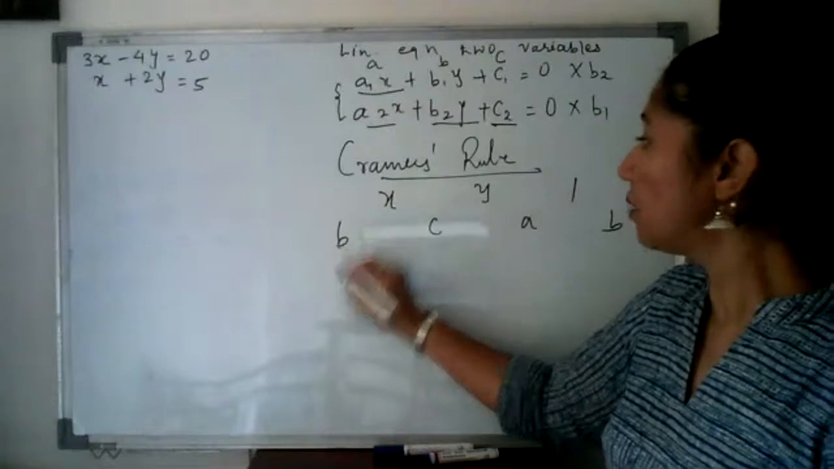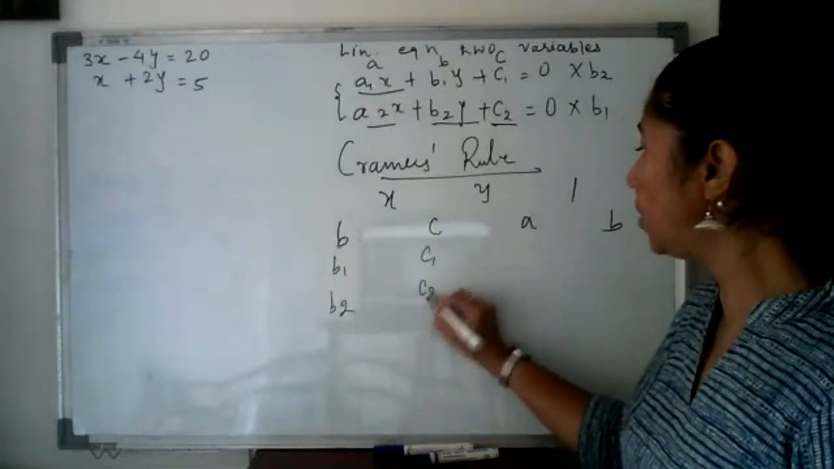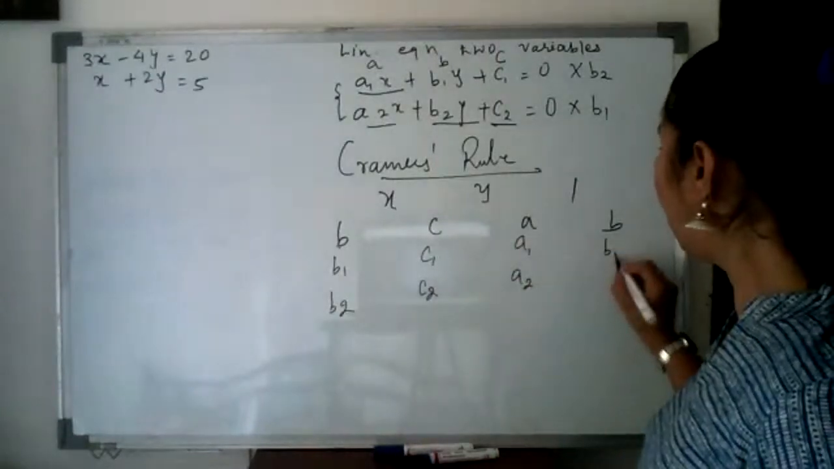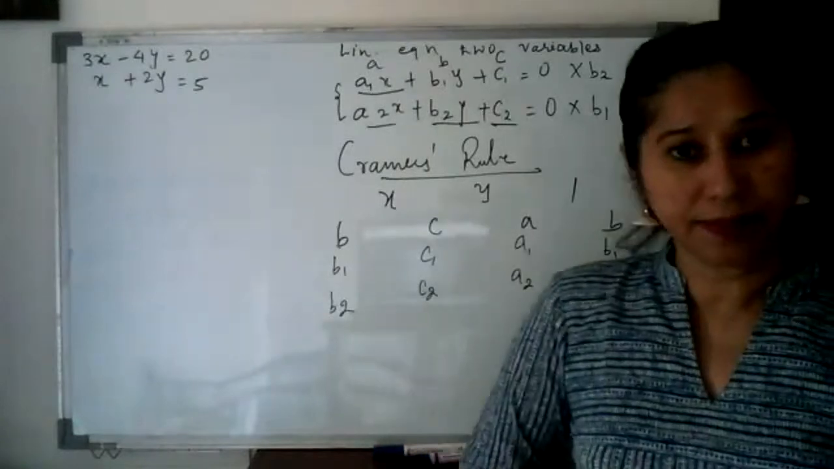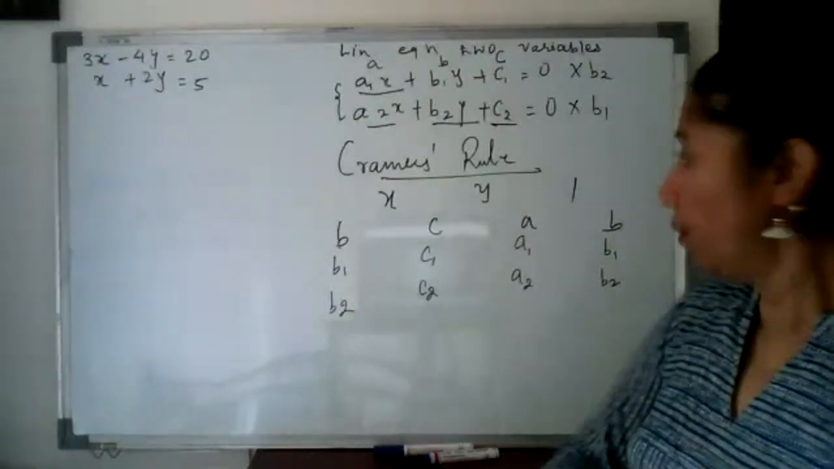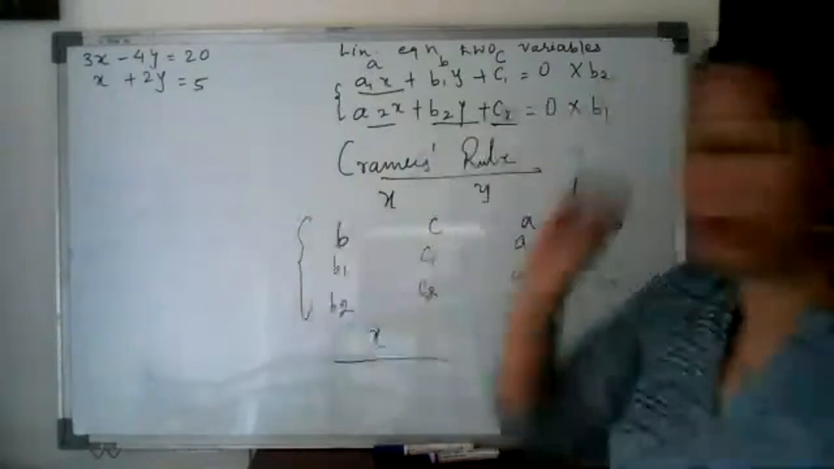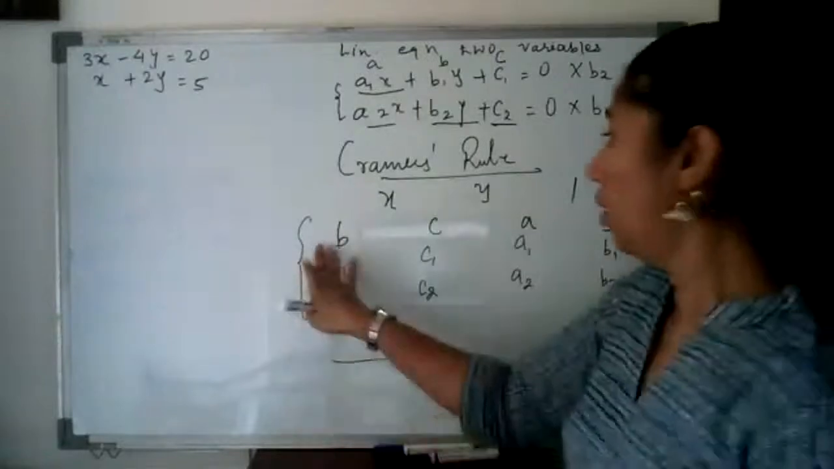So now, what is this? b for b1, b2, c for c1, c2, a for a1, a2, b for b1, b2. So you will write down the coefficients like this. Once you write down the coefficients, what you have to do? You have to write this as a form. This is for your memory, just to remember it in an easier way. b, c, a, b.